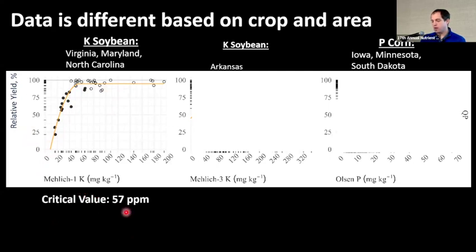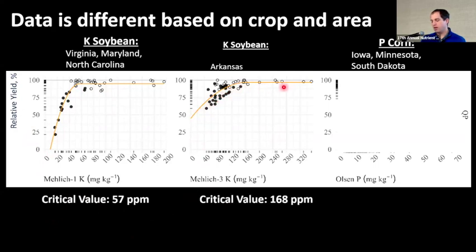We move to Arkansas, still with soybean. Now we're going to the Mehlich 3 test that they use. So not quite as steep of a curve, but they still kind of had that same response pattern where they go up and then flatten out. Their critical value is 168. So you can see the differences just the soil tests can make and what those soil tests extract. So it's really important to have those relationships with yield and other components.